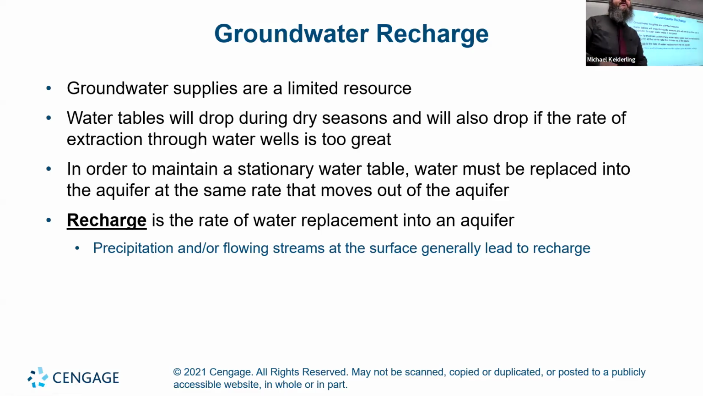So groundwater supplies are a limited resource. Water tables will drop during dry seasons, and will also drop if the rate of extraction from water wells is too great. And in order to maintain a stationary water table, water has to be replaced into the aquifer at the same rate that it moves out of the aquifer. So recharge is the rate of water replacement into an aquifer. And the source of recharge is precipitation and/or flowing streams at the surface. So rain and water absorbed from streams, things like that.